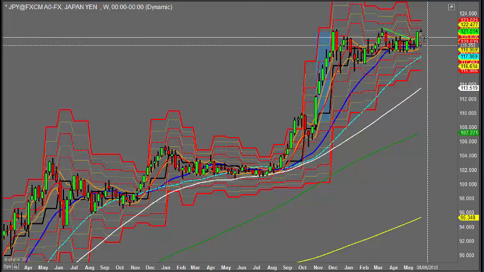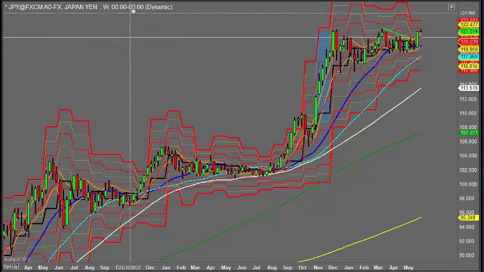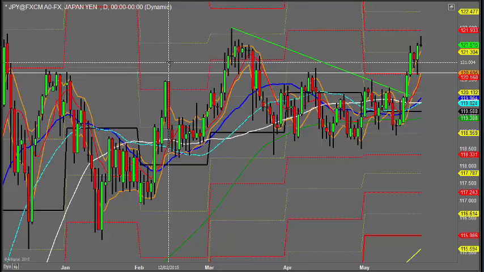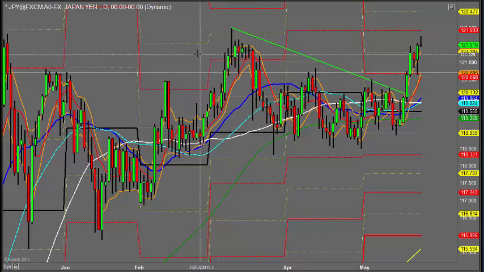But at the moment, we may just see it come back within range, and maybe test the lower bands, etc., through the earlier part of the week. But it's certainly a currency that's been range trading for some time. Looking then finally at the Aussie dollar.